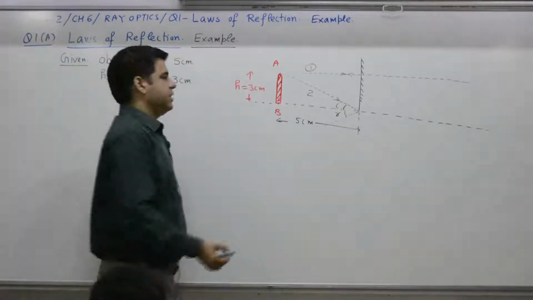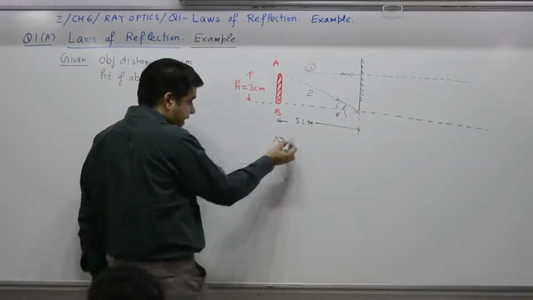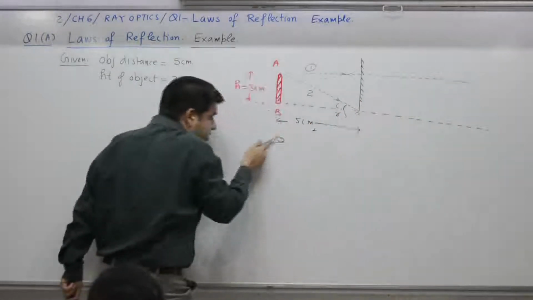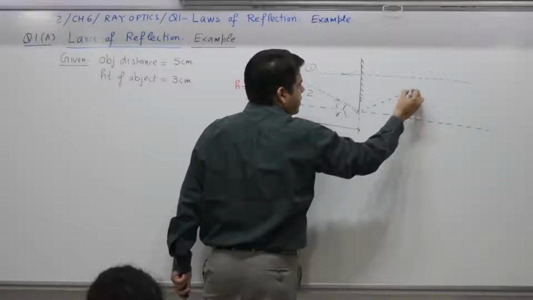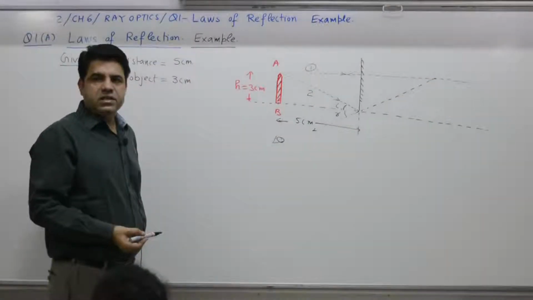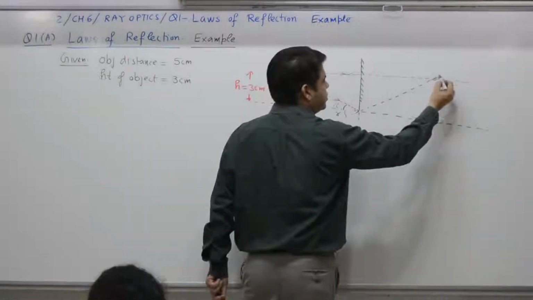If you place your eye here, the ray appears to be coming from this direction, somewhere here. So both rays coming from A appear to be coming from A dash.